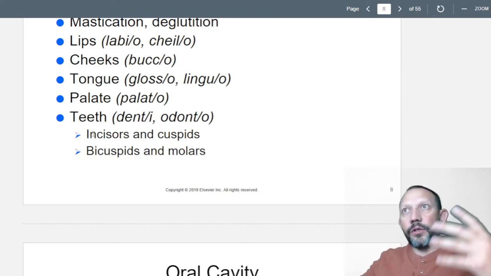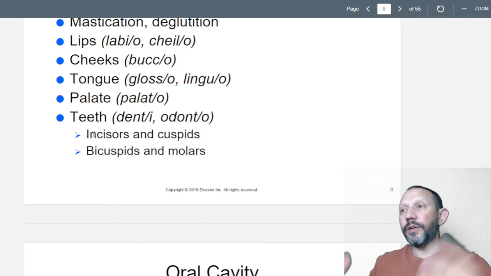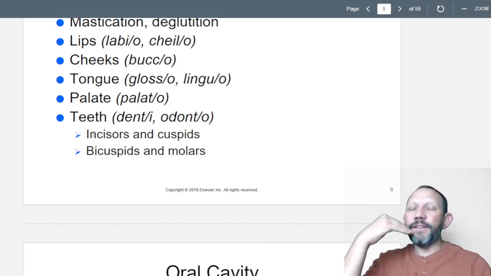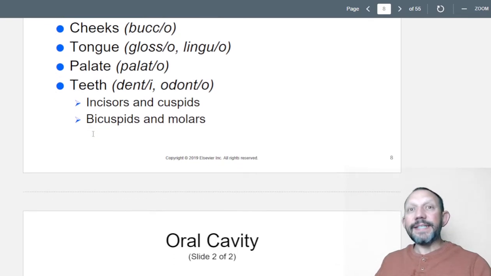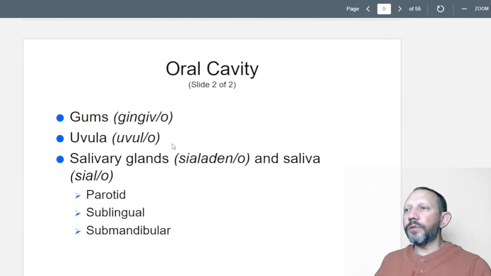There's 20 teeth in a little kid, 32 in an adult. Deciduous means they fall out. That's baby teeth. So deciduous teeth, right? Gingiva is gum. You get gingivitis. Uvula, we talked about that.